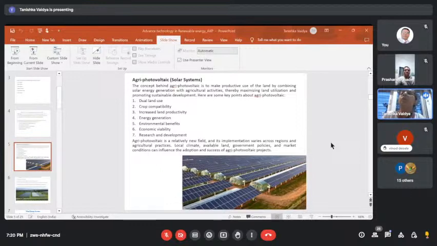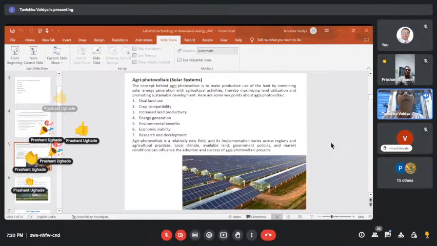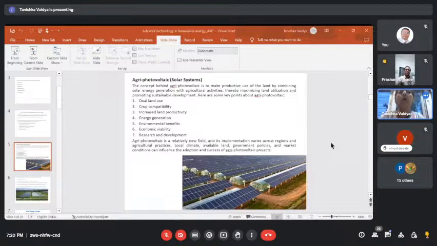And both things, energy will also be generated, and farming will also be done. So this is the agri photovoltaic solar system. And as I told, the plants have already been installed, and recently research is going on in this field. So this is what agri photovoltaic is.